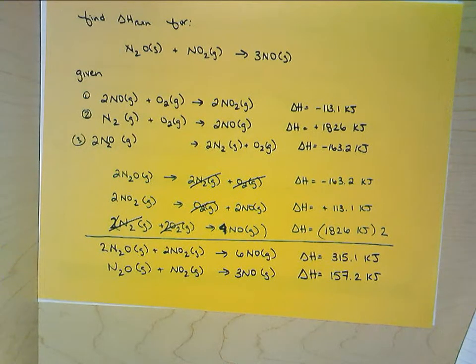You could have used half ratios. You could have done 3 halves amongst here to try and get the 2s and the 3s to cancel out. I think it's a little bit easier.